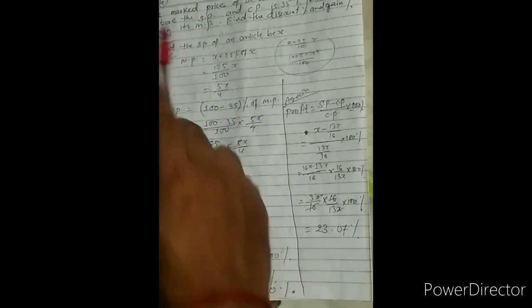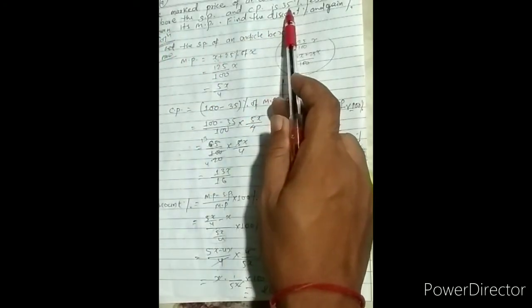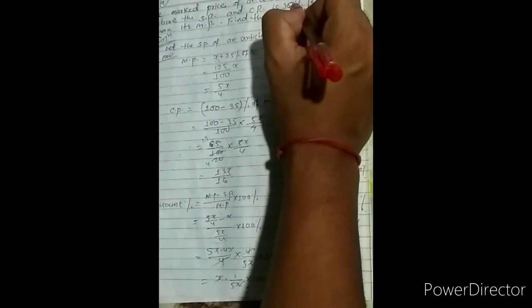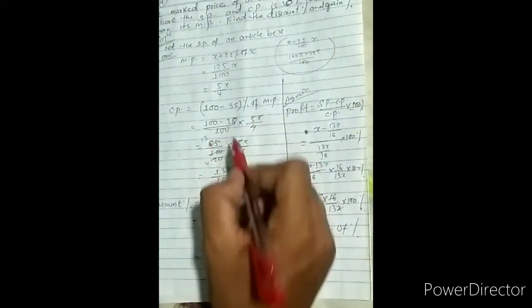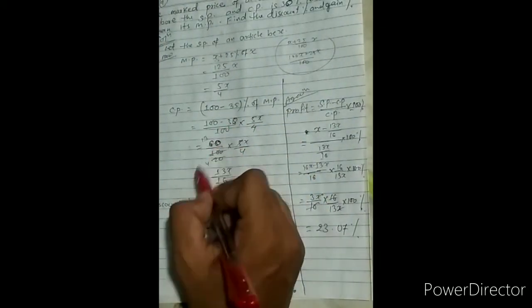But this question in your book, it is given 30%, right? If you use 35, this is the correct answer, but I'm sorry, this is 30 in your book, so it must be 30. So 100 minus 30 will be 70.